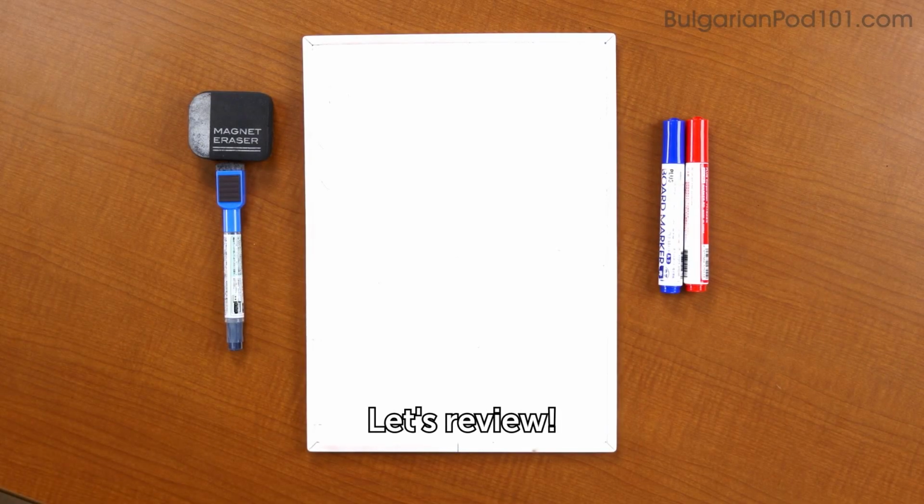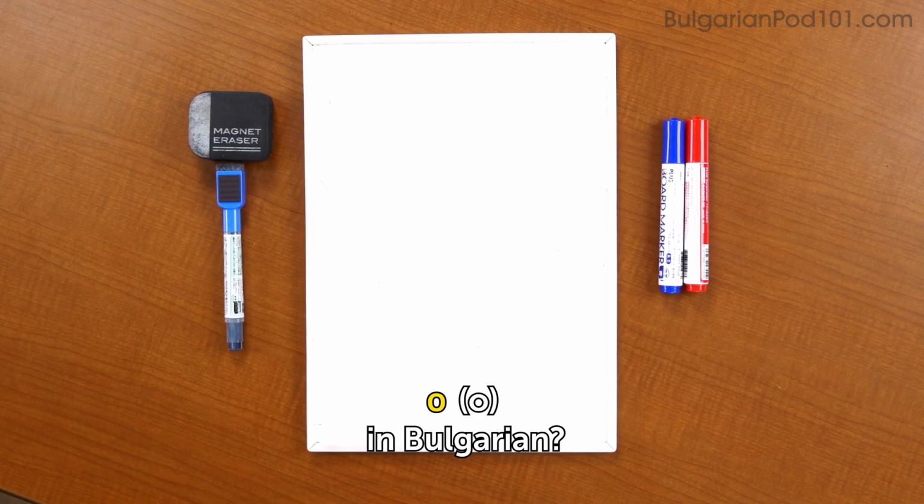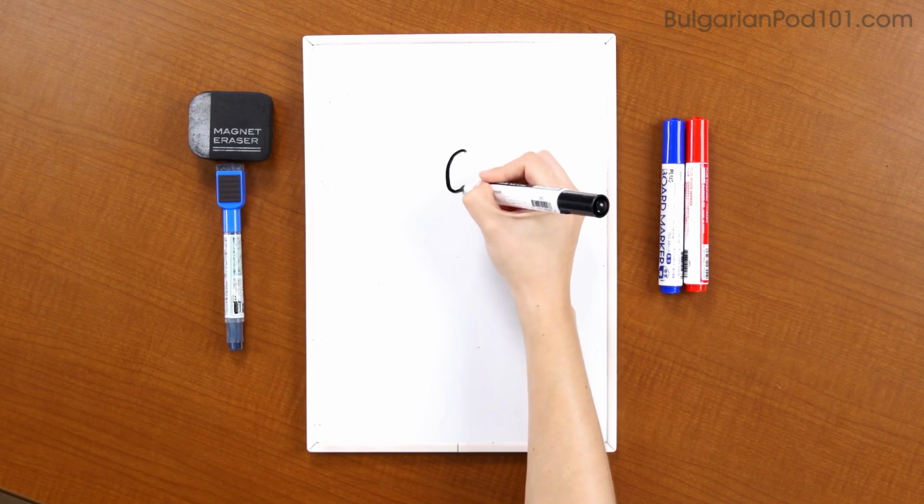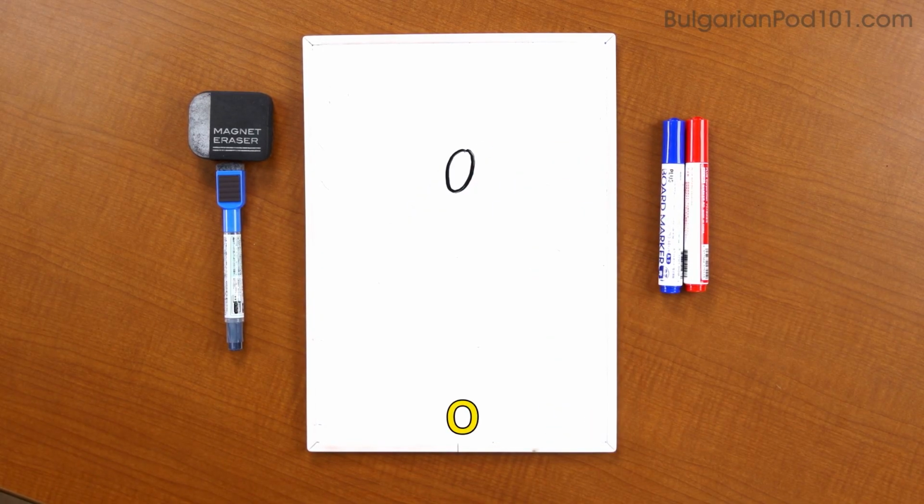Let's review. Do you remember how to write O in Bulgarian? O.